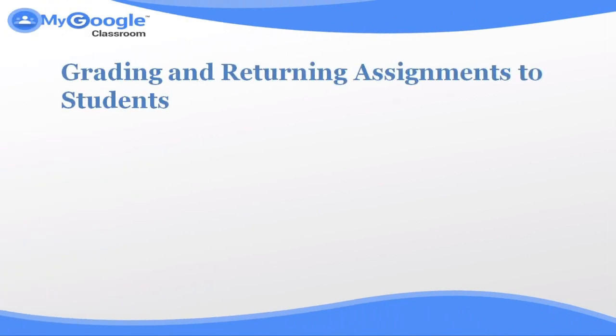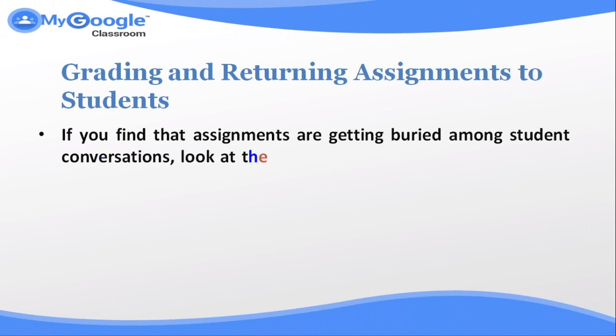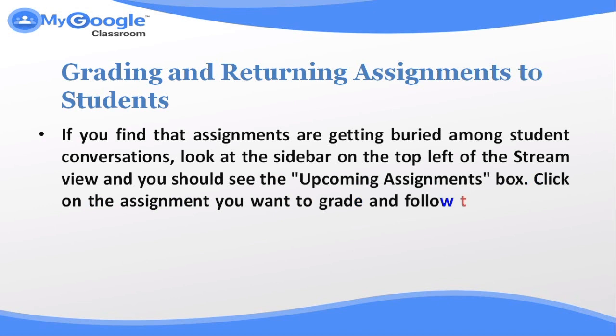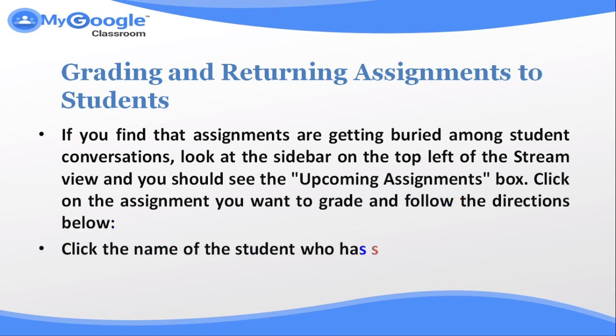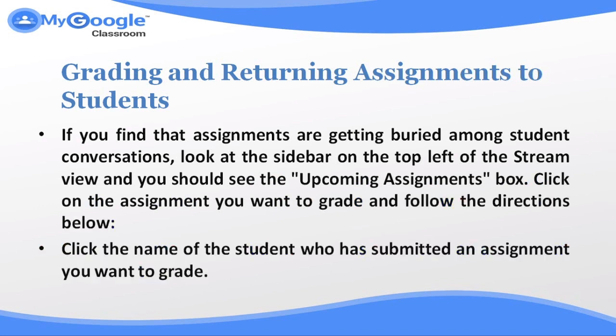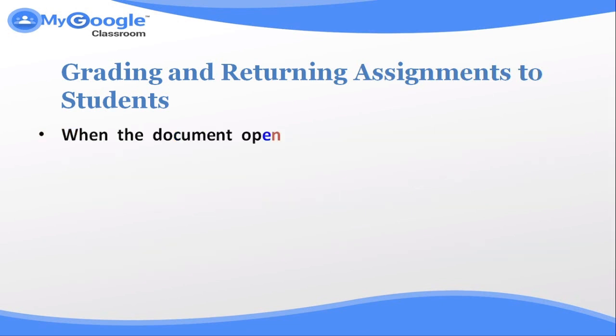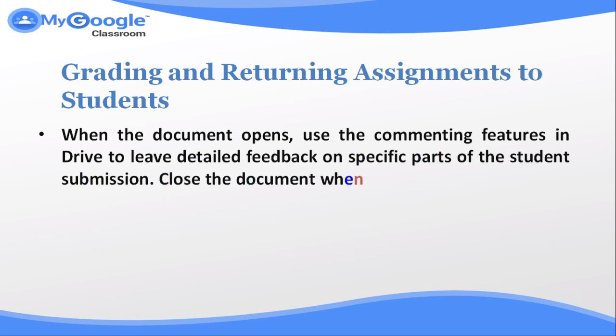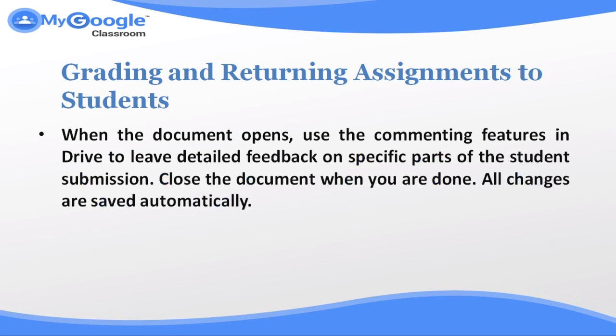Grading and returning assignments to students. If you find that assignments are getting buried among student conversations, look at the toolbar on the top left of the stream view, and you should see the upcoming assignments box. Click on the assignments you want to grade and follow the directions below. Click on the name of the student who has submitted an assignment you want to grade. When the document opens, use the commenting feature in the Drive to leave detailed feedback on specific parts of the student submission. Close the document when you are done.